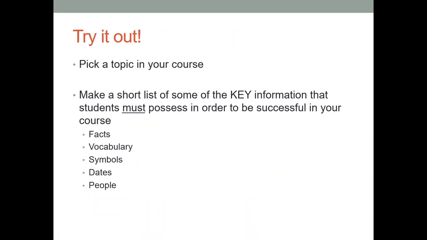So here's what I recommend. Pick a topic, pick a unit, pick a lesson, pick something in your field. Obviously, you can't pick your entire field, but pick one topic from your course. And just try this out right now for yourself. Make a short list of some of the key information that students absolutely must have in order to be successful. So what are some of the key facts, vocab, symbols, dates, people, whatever? Give it a try, because I want you to put these things into practice in your classrooms. And so give this a try.